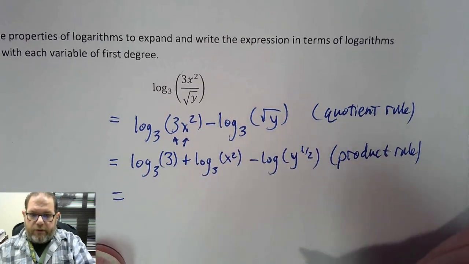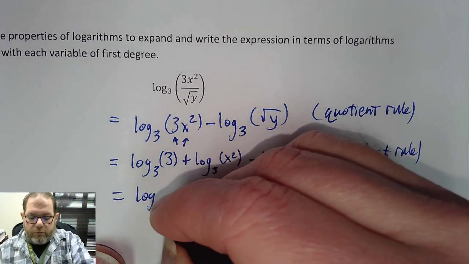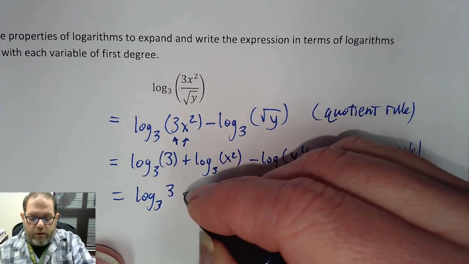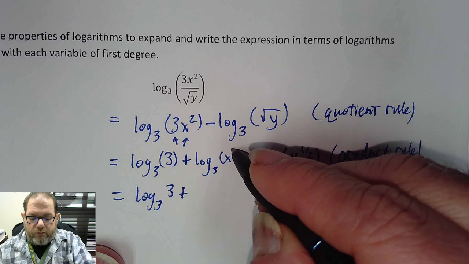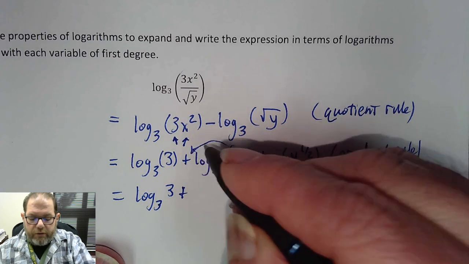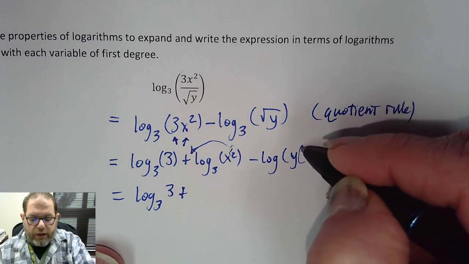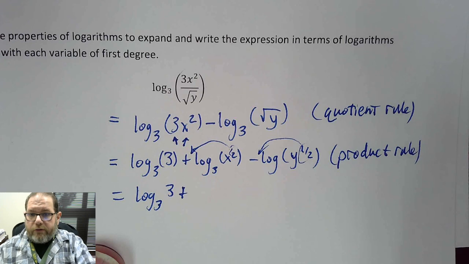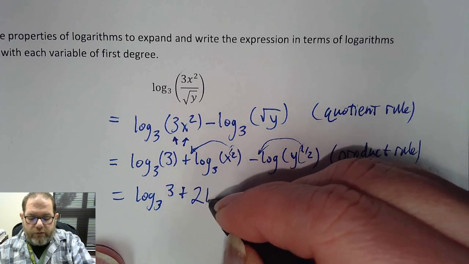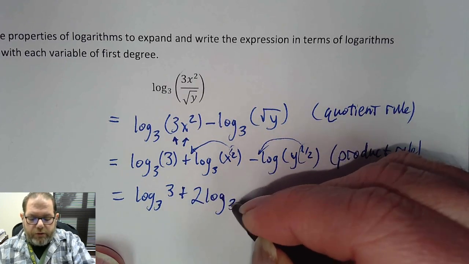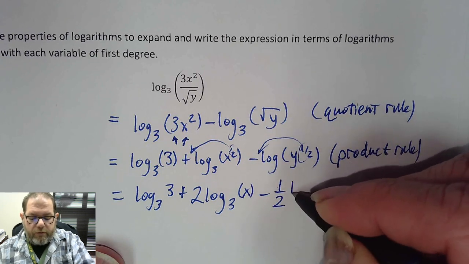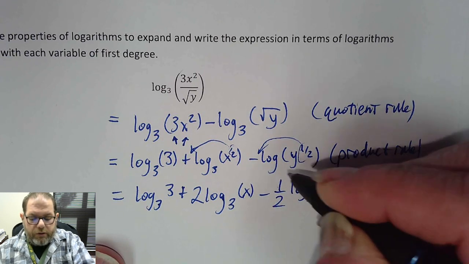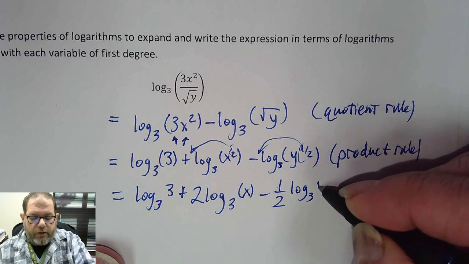So that's our next step. Because of the power rule, we can take our 2 and bring it out as a coefficient, and take our 1/2 and bring it out as a coefficient. So this is 2 log base 3 of x minus 1/2 log base 3, I left off the 3 there, sorry, of y.